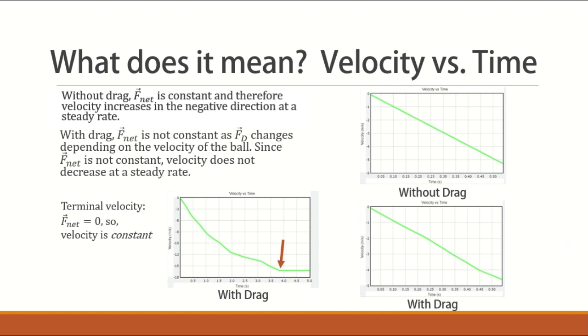Without drag, F net is constant and velocity increases in the negative y direction at a steady rate, as shown in the velocity time graph. With drag, you can see the velocity start to flatten out and slowly become constant at its terminal velocity, where the drag force and weight force have the same magnitude and result in a net force of 0.